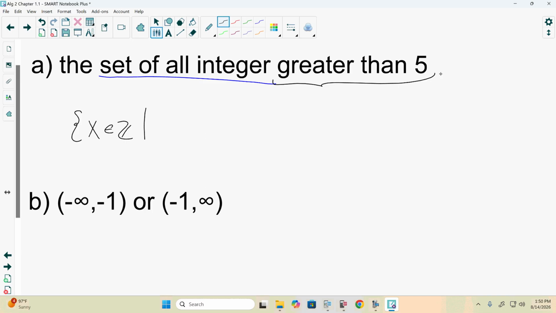Now this one here says it's what? Greater than. Since we use x to start with, we're still going to use x. So we're going to say x is what? Greater than 5.